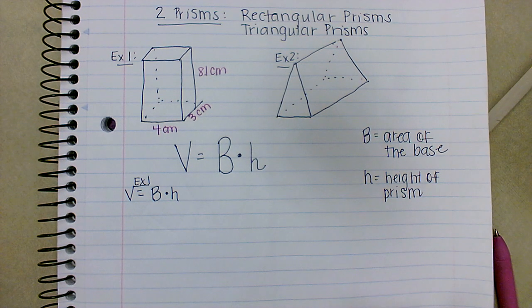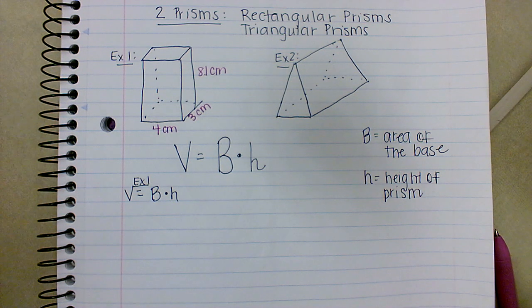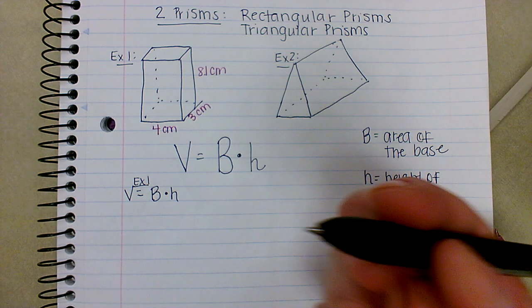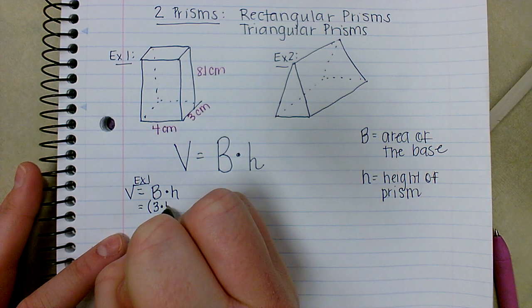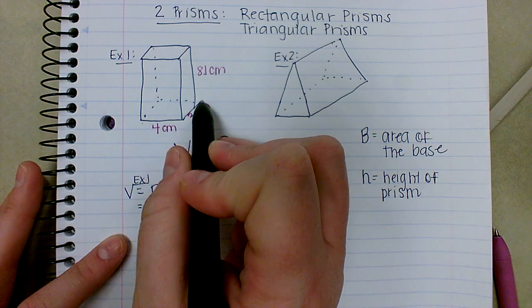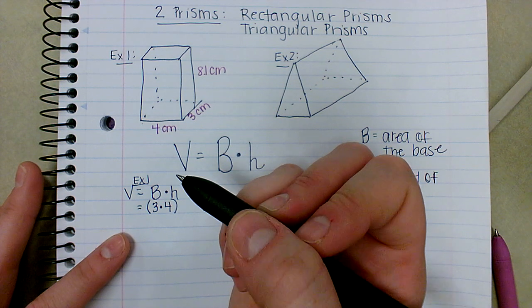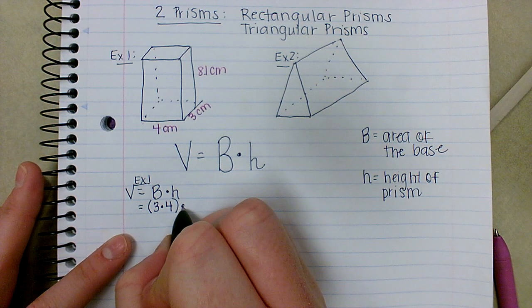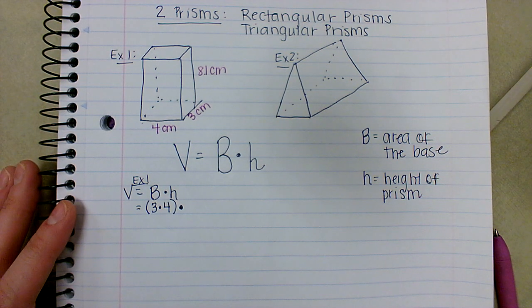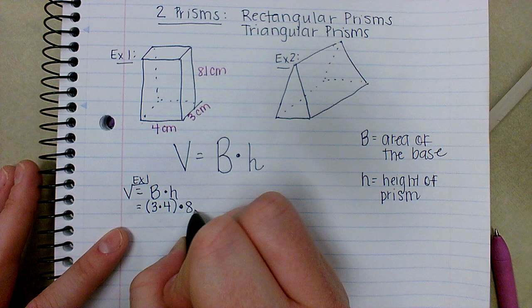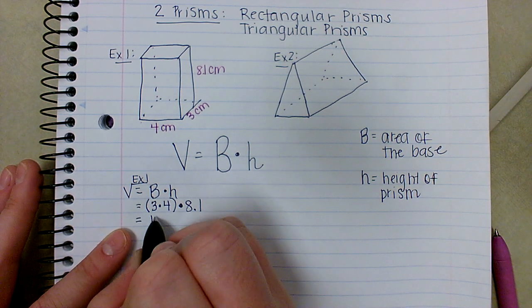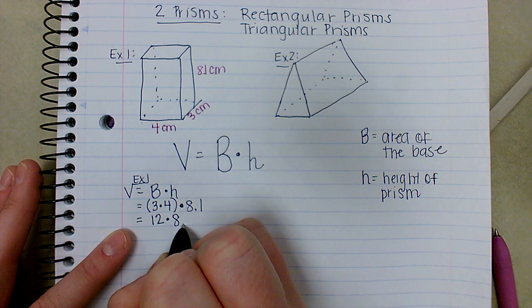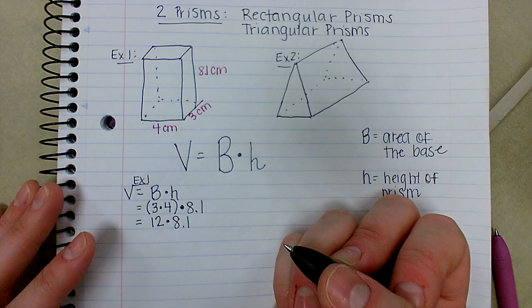What is our base? What shape? It's a rectangle. So our base would be 3 times 4 because that's how you would find the area of a rectangle, correct? Times the height of the prism, which is 8 1/10. 3 times 4 is 12. Times 8 1/10. What do you get?